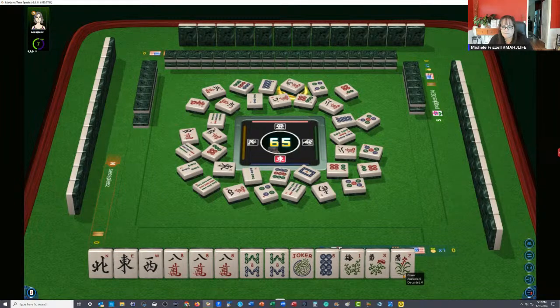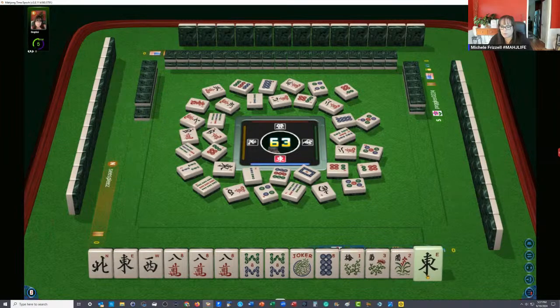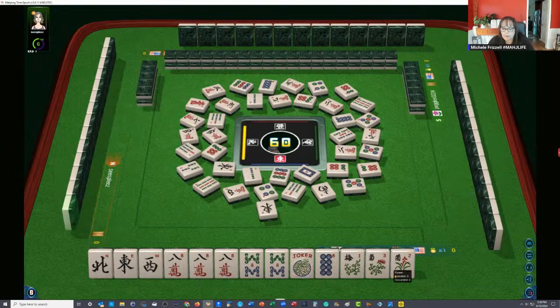5 characters. 7 characters. We don't need an east. We're in between. I want to hold on to our flowers for a while. We're in the middle of the game. 9 characters. I would say we're a front runner. 9 bamboos. We have 2 discards, 2 dots.